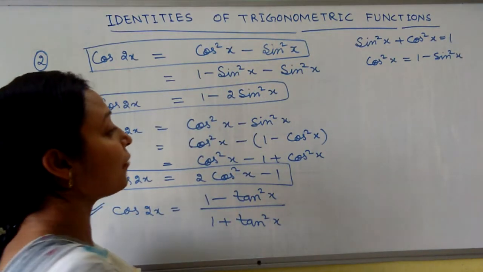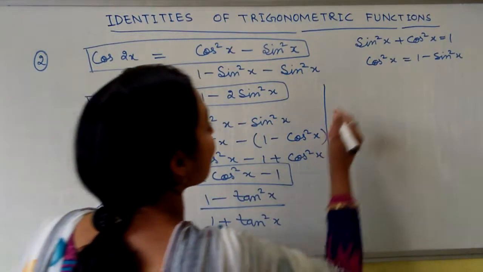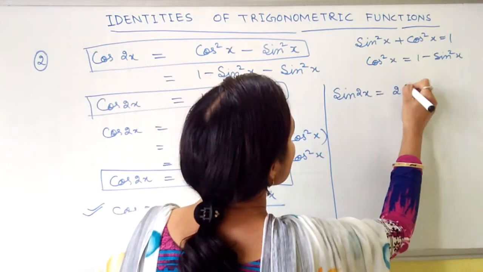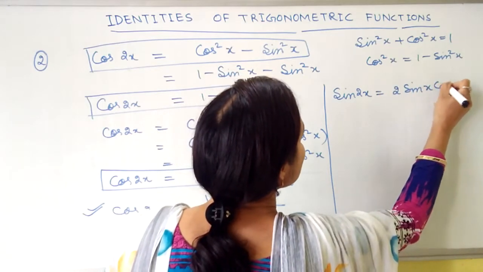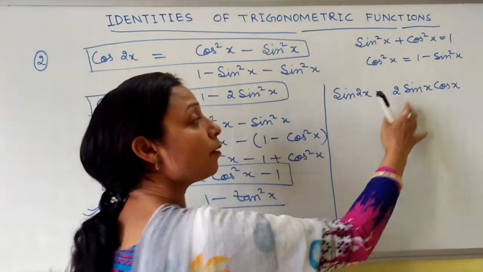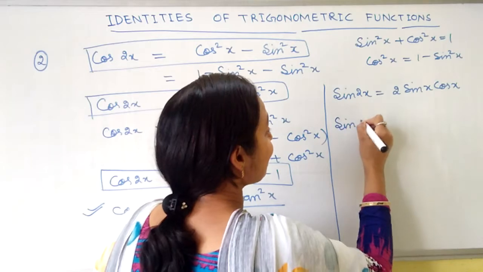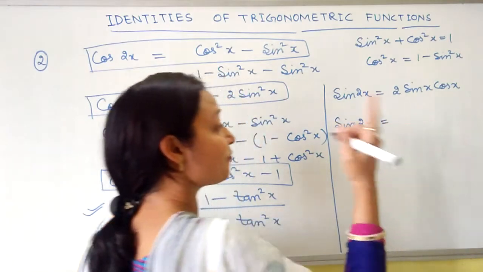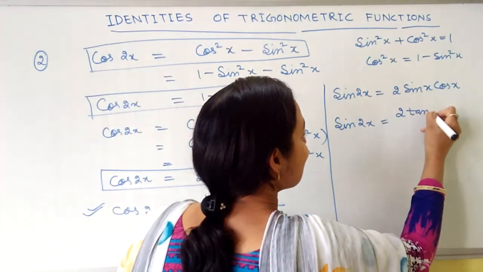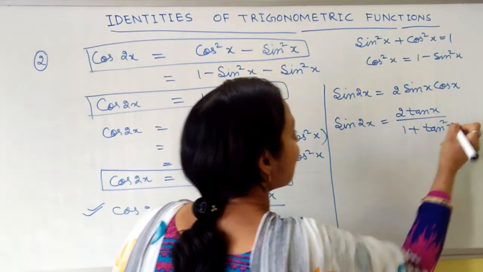Okay, after cos 2x we have the sine 2x formula. What is that formula? 2 sin x cos x. This is the most used formula in class 12th also. One more important formula of sine 2x is 2 tan x upon 1 plus tan square x, right?